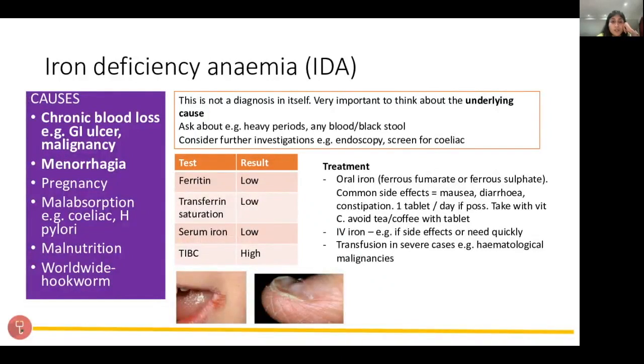And in terms of your test results, again, people sometimes find this quite confusing, but ferritin is basically the stores of iron in your body.